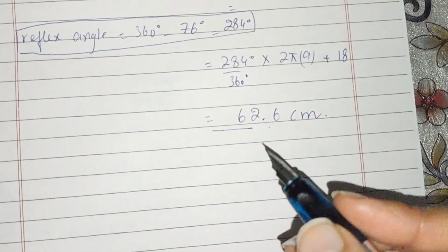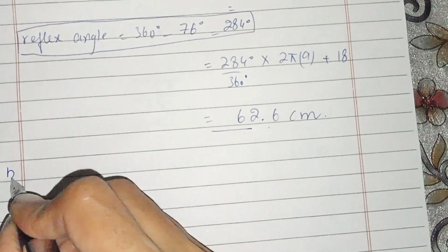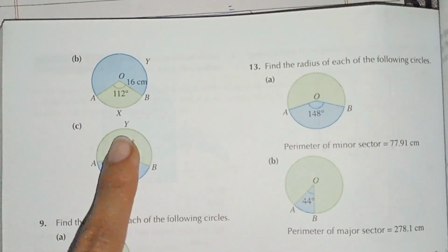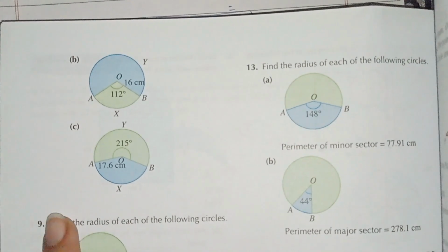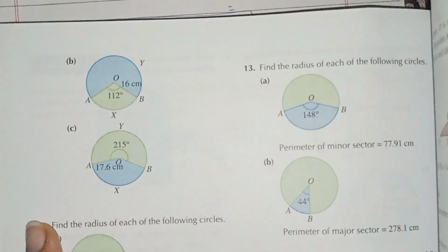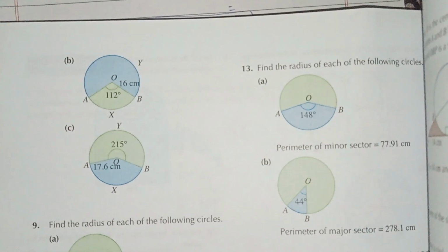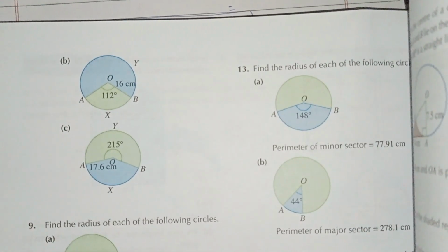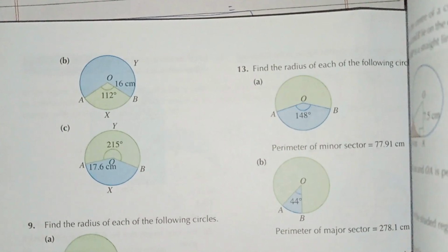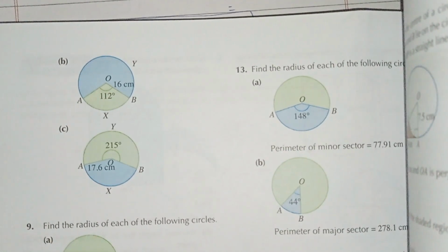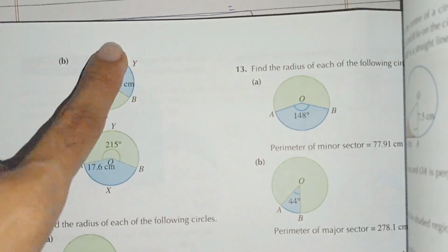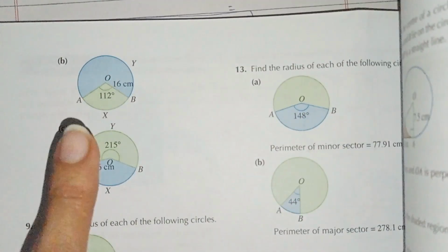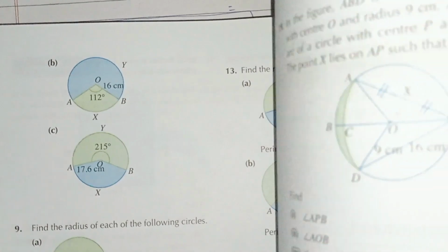Now since part number 2 is also solved, now B part. This is question number 8, B part. The radius is 16 centimeter and the angle is 112 degree. First we have to find the length of the arc AXB in part number 1, and in part number 2 we have to find the perimeter, which is AB, and all the perimeter of the major arc. And let's start, students.